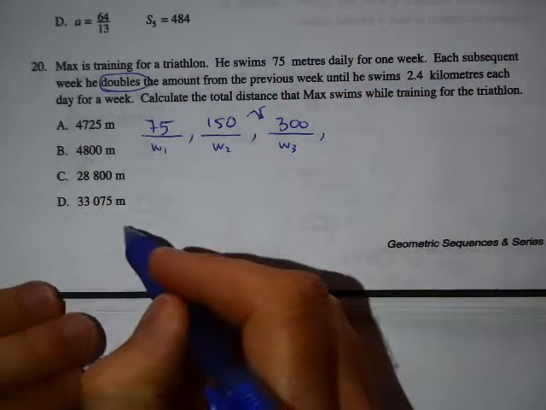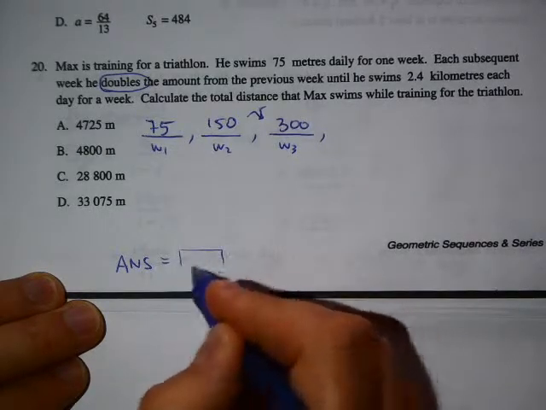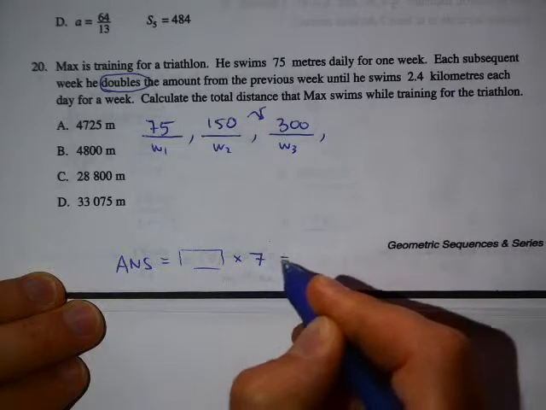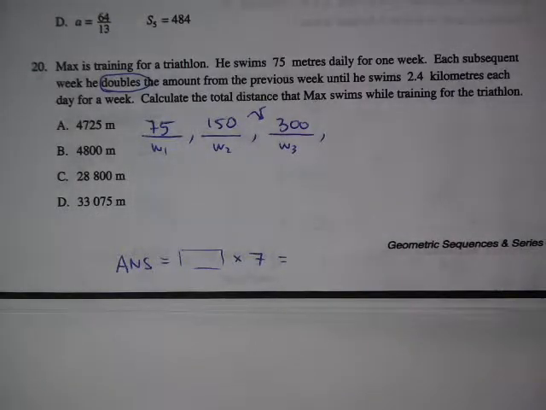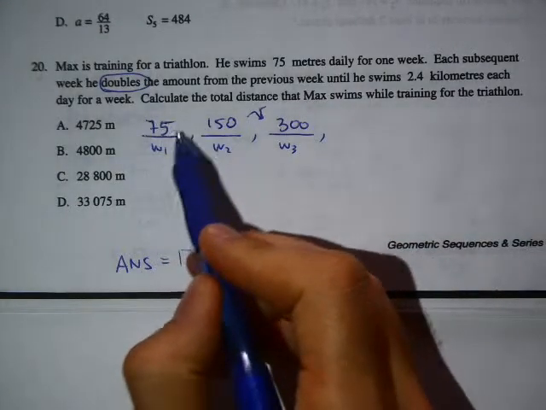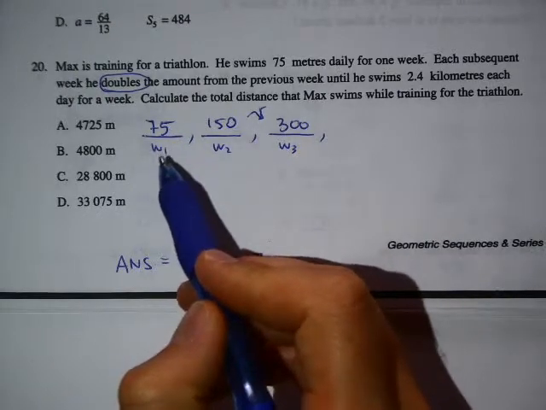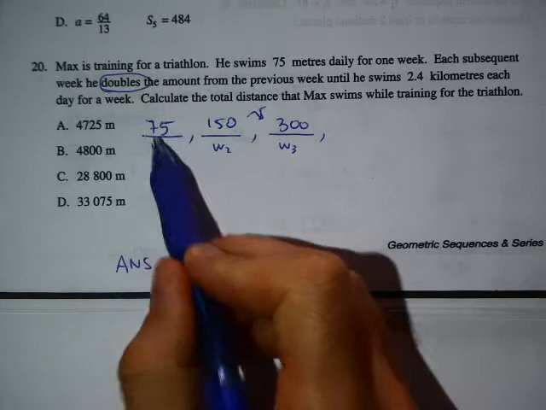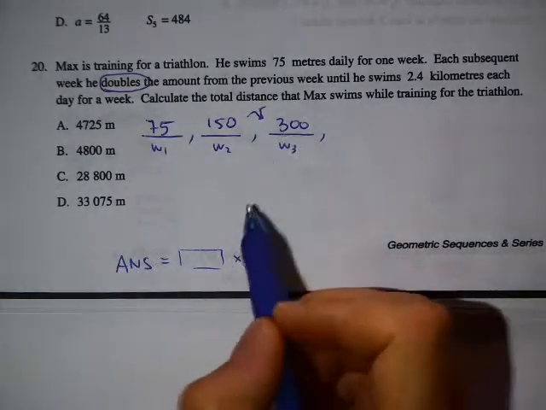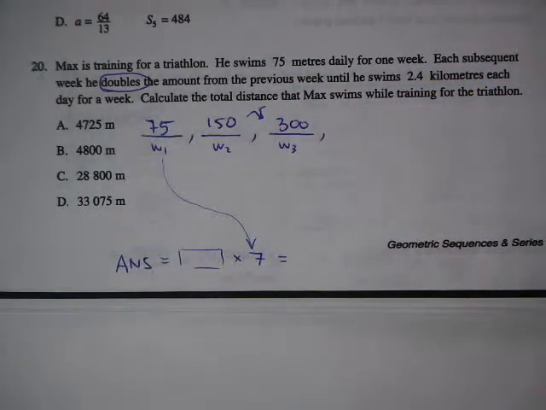So whatever we get for an answer here, we're going to need to multiply it by 7. Why are we multiplying our answer by 7? Because we're treating it like he's only swimming one of these. But he's actually swimming this 7 times in a week. We're looking at the values of the weeks. So whatever we get, we're going to need to make sure that we multiply by 7 at the end.